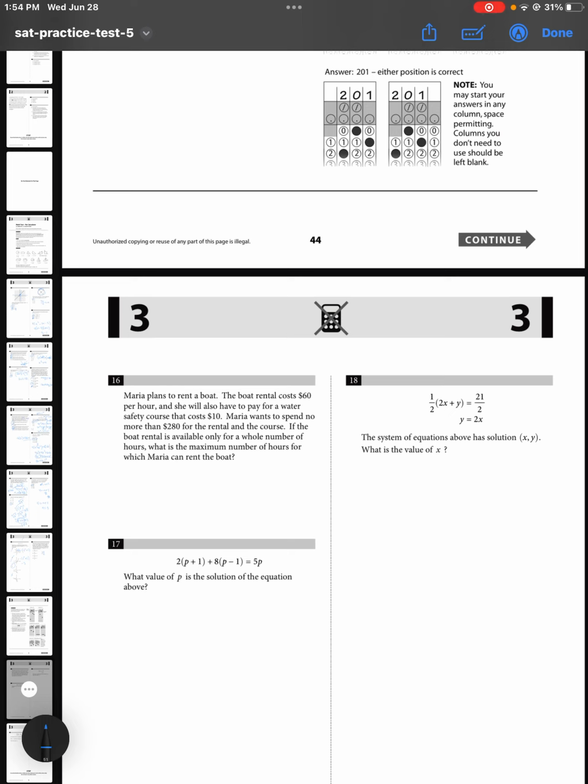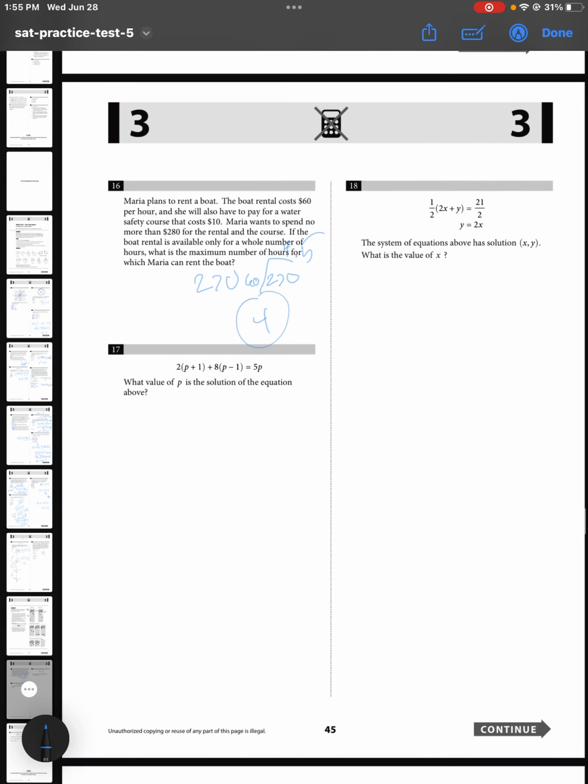$60 per hour, $10. Spends no more than $280 on course. Okay, so $10. That means she only has $270 to spend on the hours. So 270 divided by 60 is 4.5. So you can only rent it for 4.